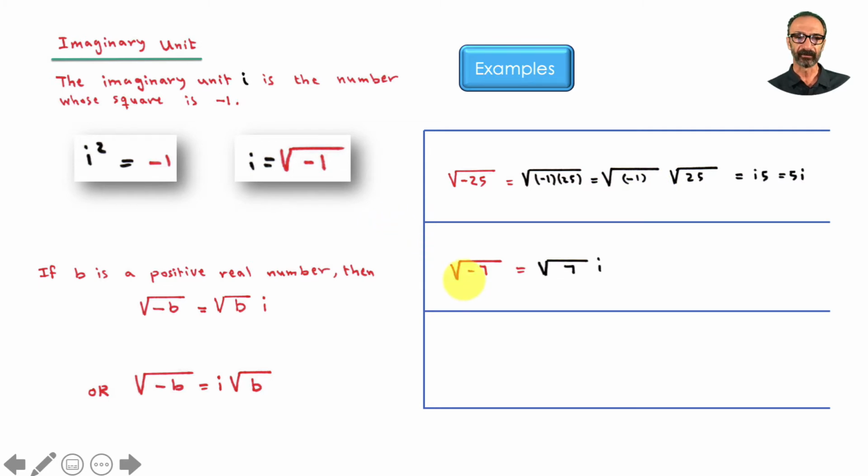Square root of negative 7. 7 is my b for my comment right here, but it's not a perfect square like the 25. So you just keep it inside: square root of 7 times i.